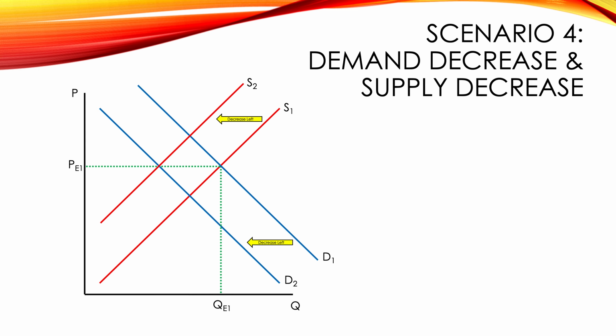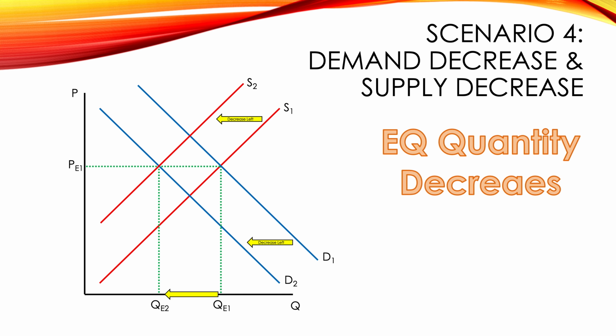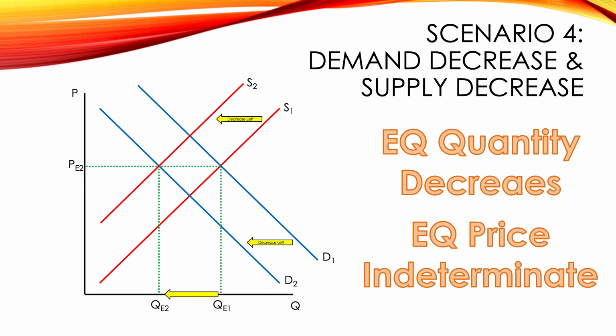Our new market equilibrium quantity is going to be there, which means equilibrium quantity is going to decrease, right? Because now nobody wants this thing and there's not very much of it being supplied, so yeah, much less. But what happens to the price? One more time, say it with me here, it is indeterminate. So that's what would happen. So we've got simultaneous shifts happening in demand and supply.